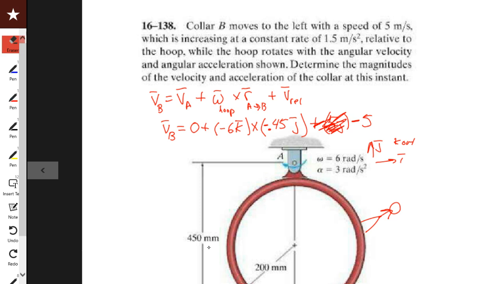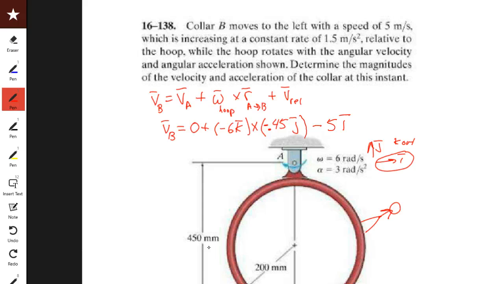Let me erase this. Let's just get rid of that. Okay. So it's -5, and it's going in that direction right there. It's moving this way, which is -I, right? So let me fix that. And so there is omega cross R. The V rel is a -5I. It's going a speed of 5, and it's going to the left. That's what it looks like to me that it's doing.